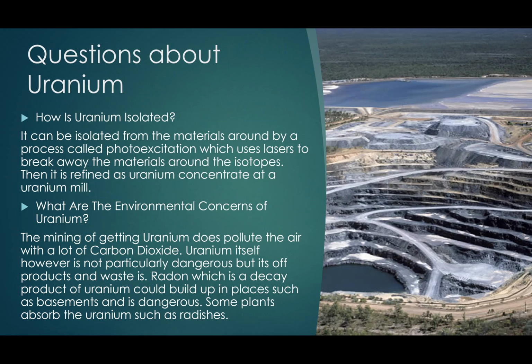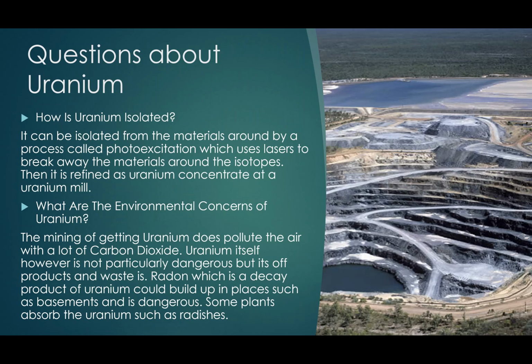Questions about uranium. How is uranium isolated? It can be isolated from the materials around it by a process called photoexcitation, which uses lasers to break the isotopes away from the materials around them. Then it is refined as a uranium concentrate at a uranium mill.